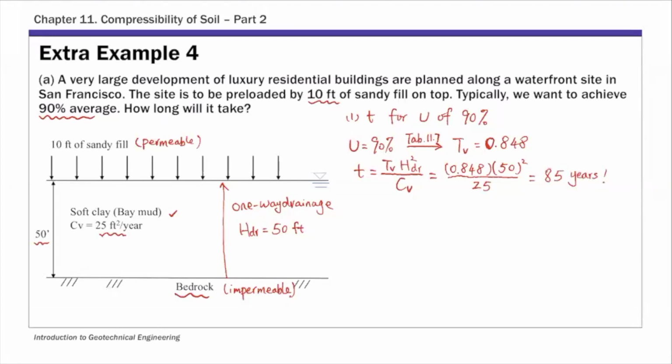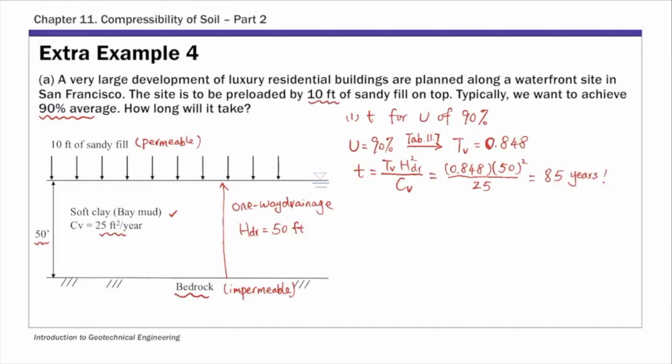So that's the time it will take if you don't do anything else. Just for this 1D consolidation, it will take 85 years for that site to reach 90% degree of consolidation. So clearly that's not practical at all. So nobody can wait for 85 years for the clay to consolidate. So let's look at the issue here. So what causes the problem? So why it takes so long for clay to consolidate here?